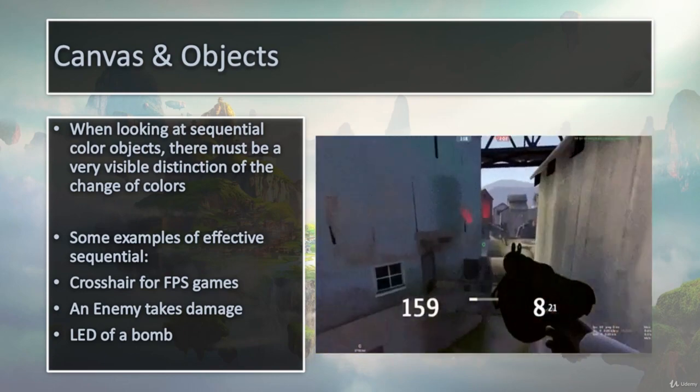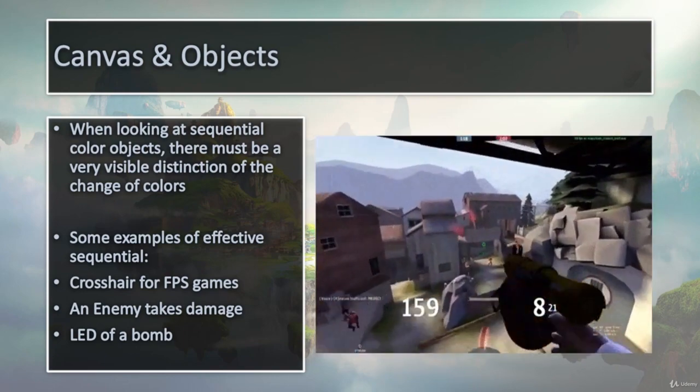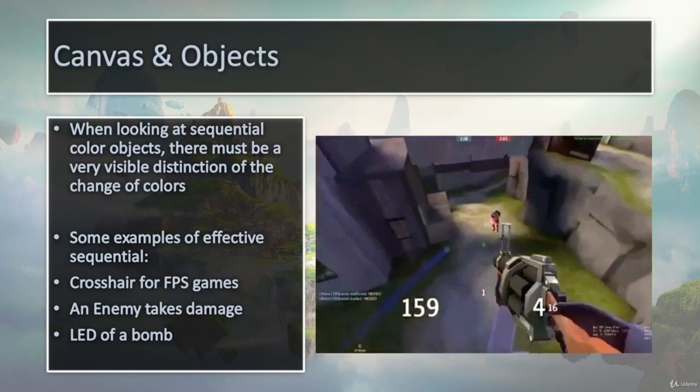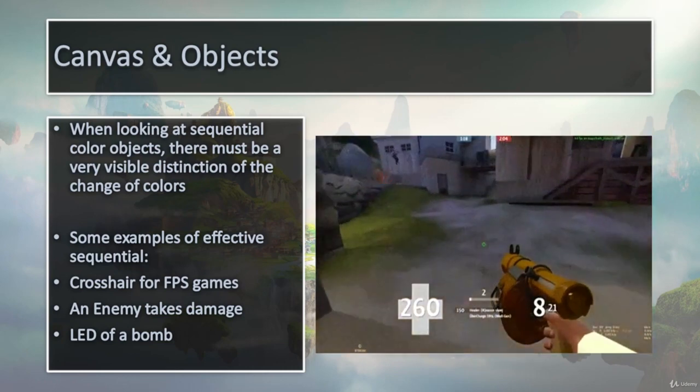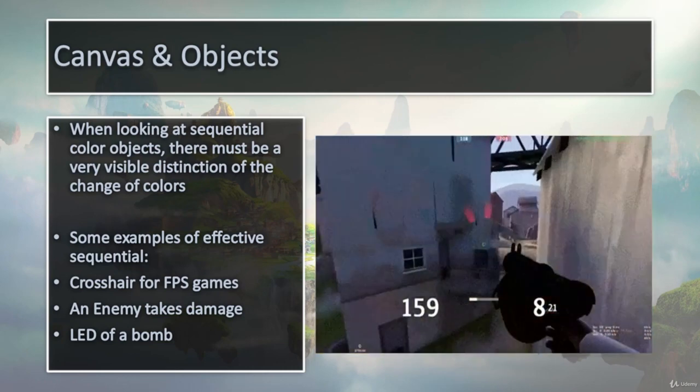Don't forget red and green. Those different types of psychological ploys that they give us let us know that things are happening. So these are some examples of sequential color objects.